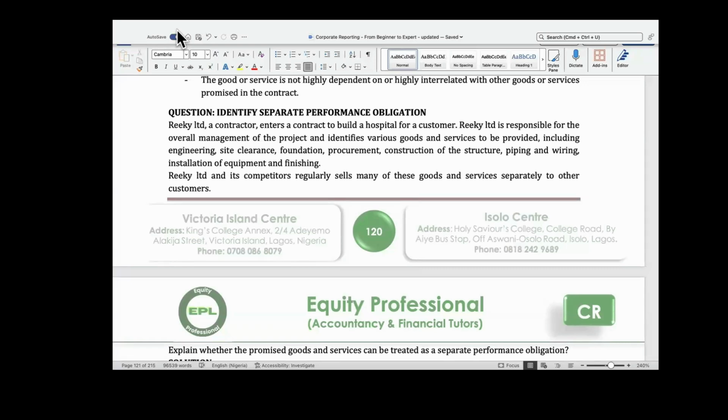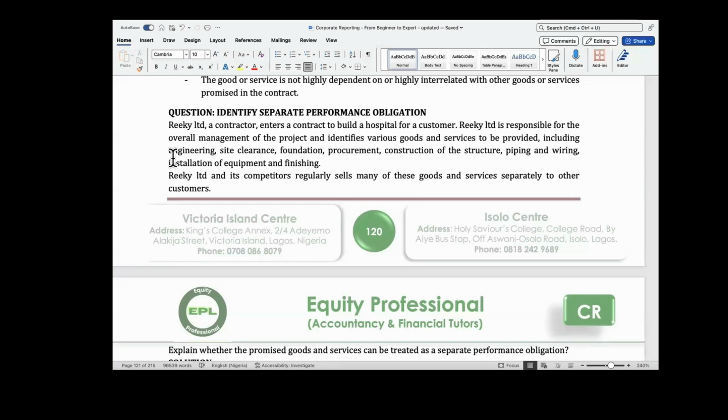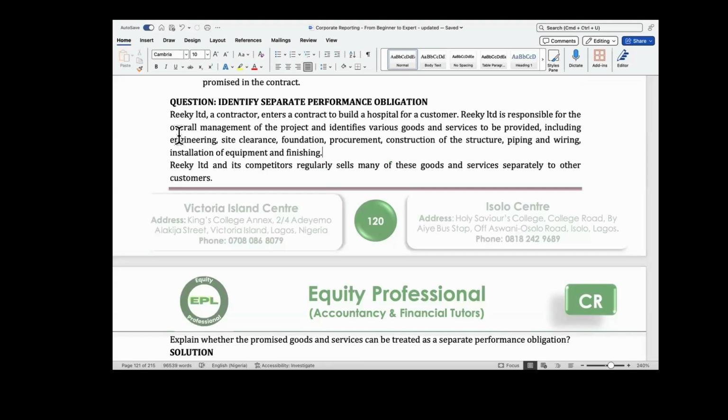So from here now, the separate goods or services here are engineering, site clearance, foundation, procurement, construction of the structure, piping and wiring, installation of equipment, and finishing. Okay, because the contract is to build a hospital. So the question is, can we treat each of these as a separate performance obligation?